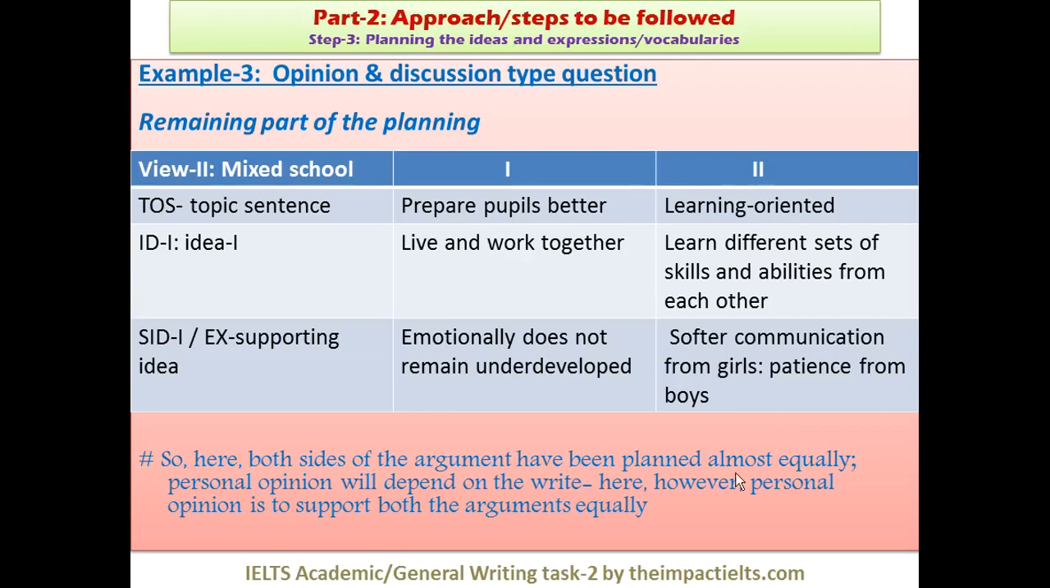So what you can see here, and this is a small remark I don't want to miss, is that both sides of the argument have been planned almost equally, and this is what we will do in any discussion type of question, because discussion plays a broader role here. He's saying discuss both the views. That's a broader point, that's why equal points. However, the personal opinion is to support both arguments equally.